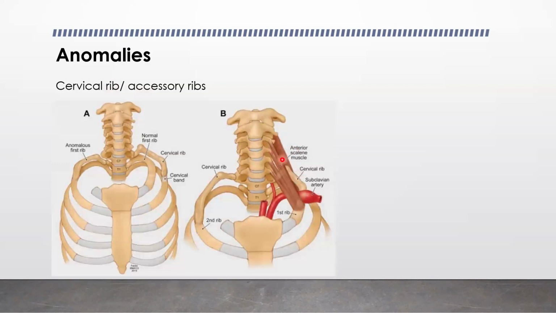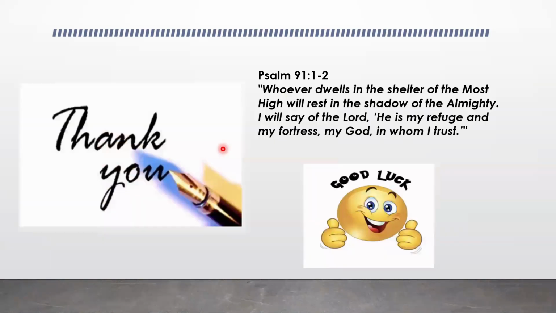Remember, we usually have a triangle here known as the scalene triangle. The scalene triangle carries the roots of the brachial plexus and even the subclavian artery, but the subclavian vein won't be there. I guess that's it. I didn't have an image of the gorilla rib, but you can go ahead and check about gorilla vertebrae, gorilla ribs, and such things.